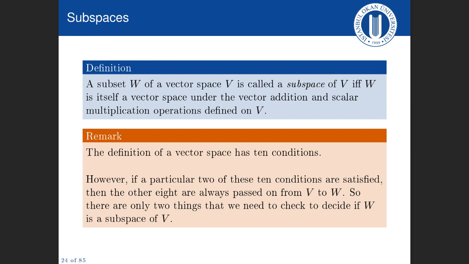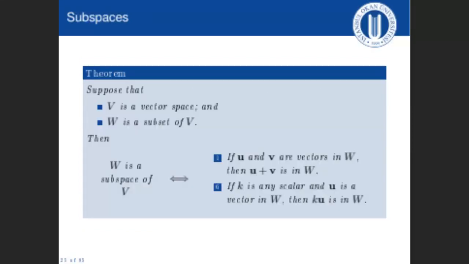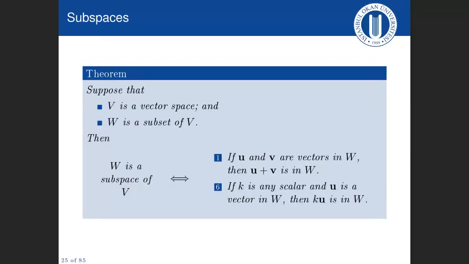The definition of a vector space has these 10 conditions or 10 axioms. However, if a particular 2 of these 10 axioms are satisfied, then the other 8 are automatically passed on from V to W. So that means that if we want to decide if W is a subspace of V, then in practice we only need to check 2 things. And I can show that in this theorem.